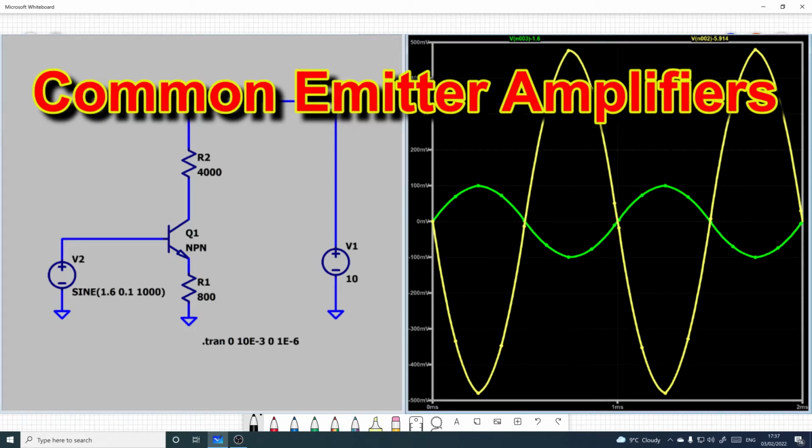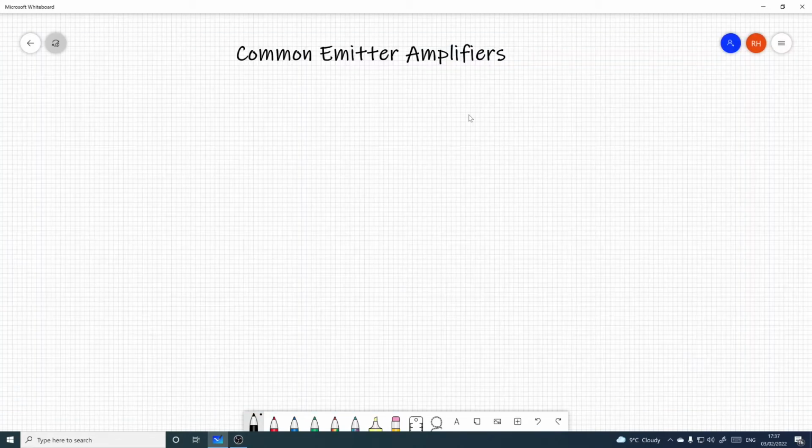Common emitter amplifiers. It seems to me that quite a few people have some ideas about how to do common emitter amplifiers, but I'm not sure they've got all the ideas. So I'm going to tell you what I know, or at least what I think I know, and we'll see how it goes. So I'm going to show how we derive the gain for a common emitter amplifier, and then how we work out how to set the bias point, and then how to design around that.